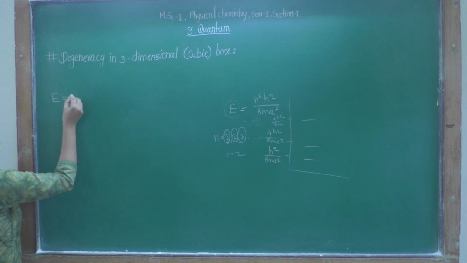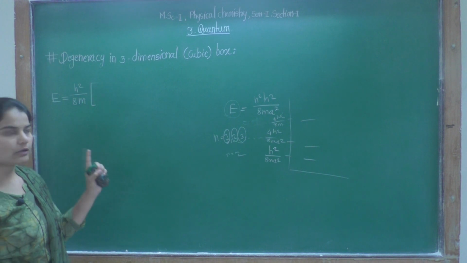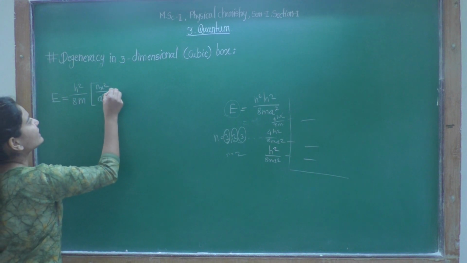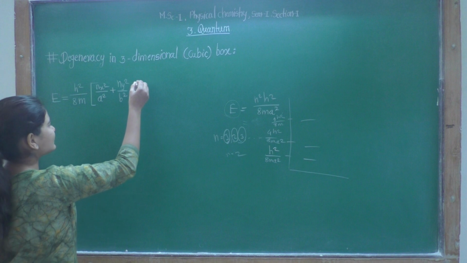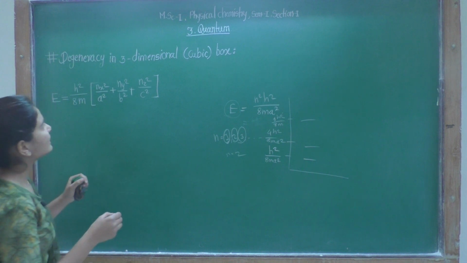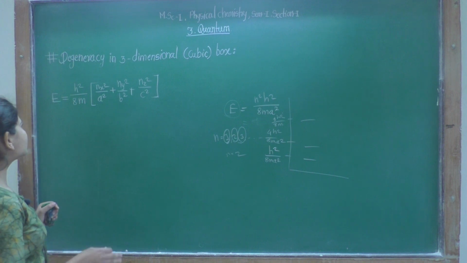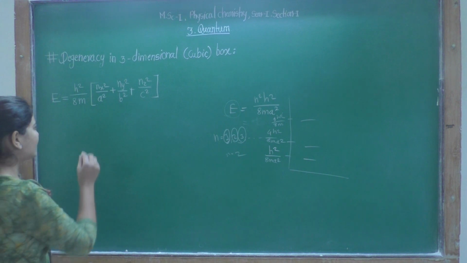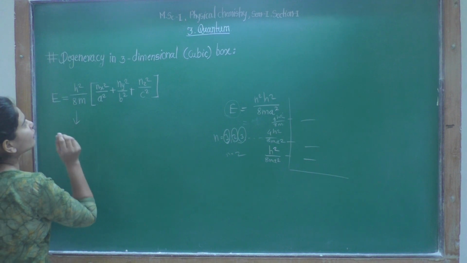The formula for energy for the rectangular parallelepiped box was h square upon 8m in bracket nx square upon a square along x axis plus ny square upon b square for y axis and nz square upon c square for z axis. That was the formula if the box was rectangular. But when we consider the box is cubic, its symmetry is increased. So, for cube, what happens?